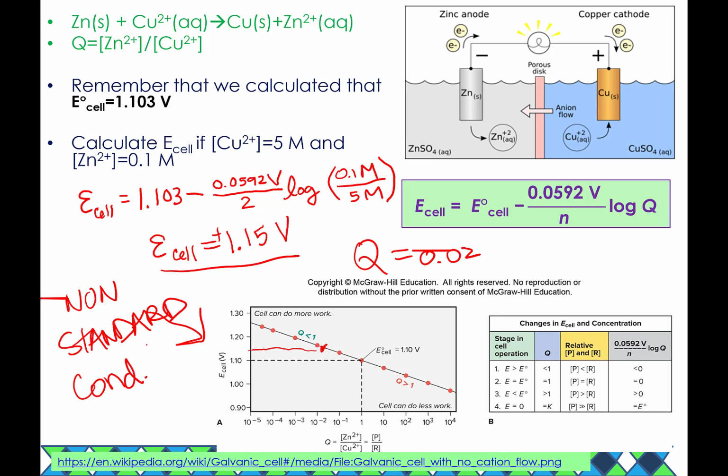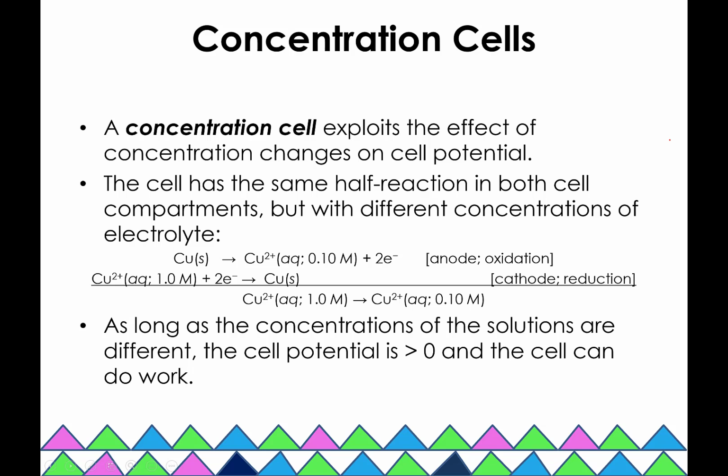So you could also imagine a scenario. Even though E naught of the cell is positive, we know that this reaction is going to be spontaneous under standard state conditions. You can imagine a scenario where Q was so large that this reaction would become spontaneous in the reverse direction.